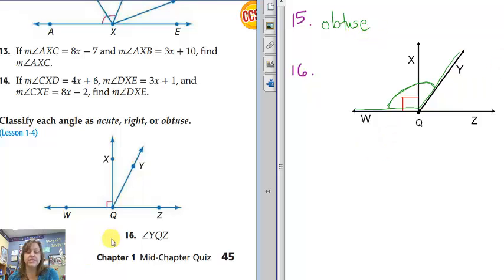And then question 16 is angle YQZ. Angle YQZ, let's highlight that one. Hey, look at this. We have a linear pair with the angles in 15 and 16, but what kind is this? That one's short or smaller than 90 degrees, so this one's going to be acute.